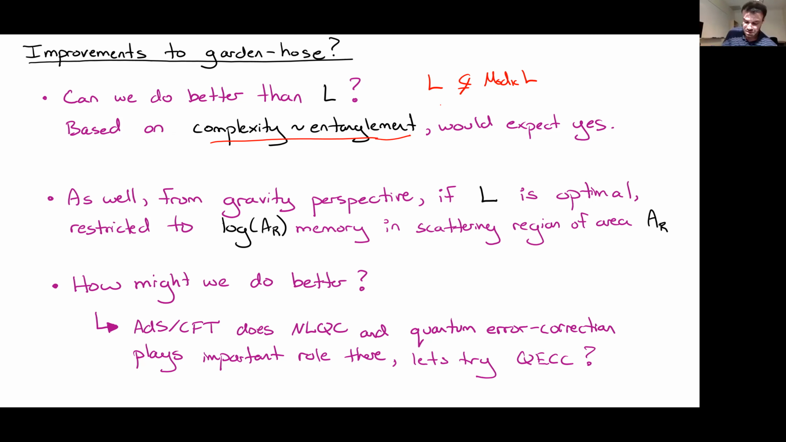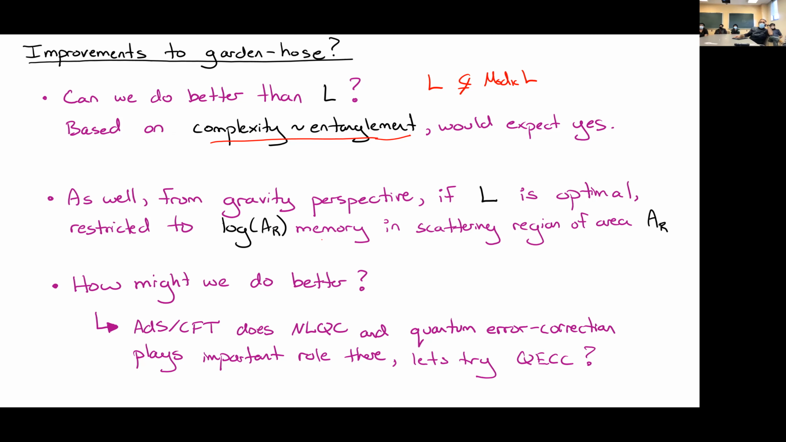Another reason that we might think that this is not strong enough is that from this sort of gravity perspective that I was talking about, if L was optimal, or if the garden hose protocol was optimal, then what it would say is that when you try and do computations inside of some gravitating region, you're restricted to using an amount of memory that's logarithmic in the area of that region. I can't rigorously say that that's wrong, but that seems very strange. We would think it's more like linear in the memory, right? So say the covariant entropy bound would say you can bring a linear amount of entropy into the region, right? So log of the area seems weird.